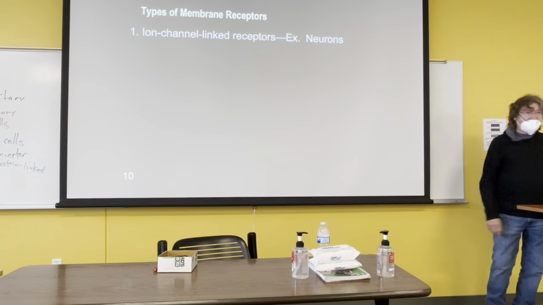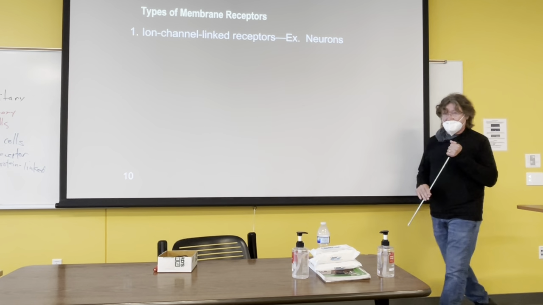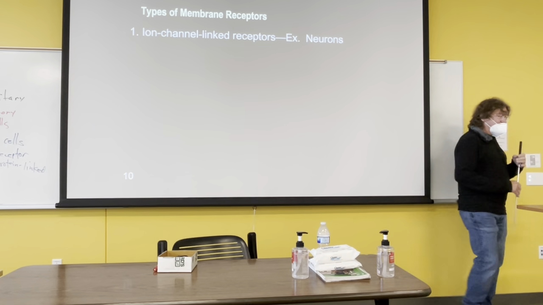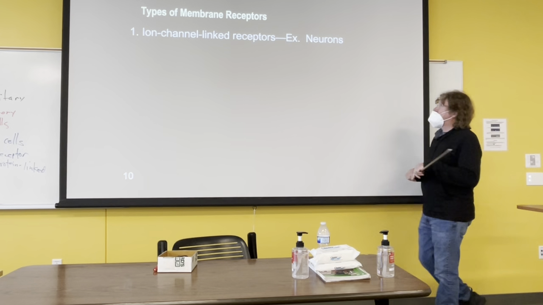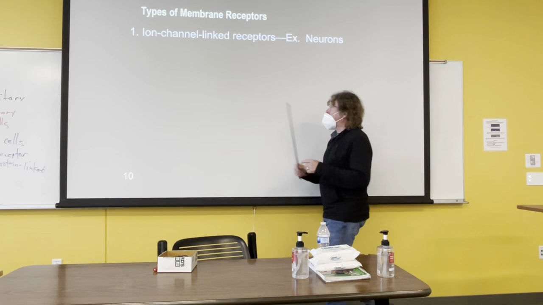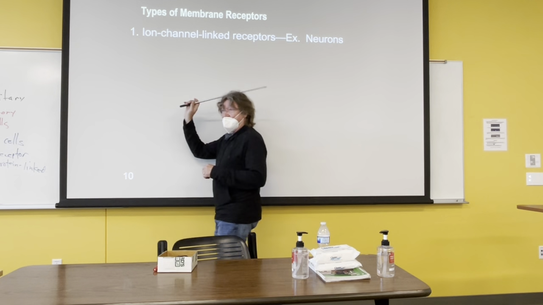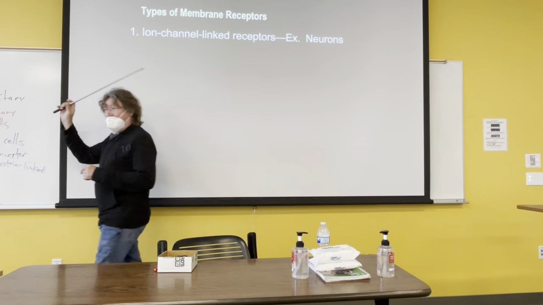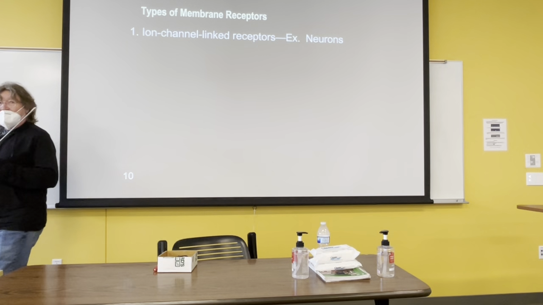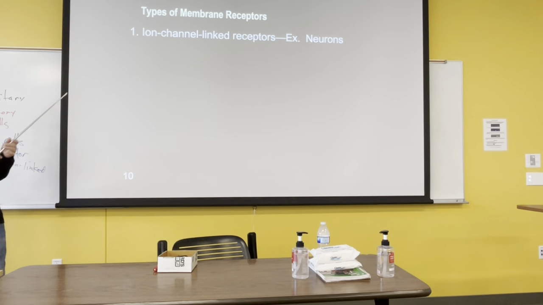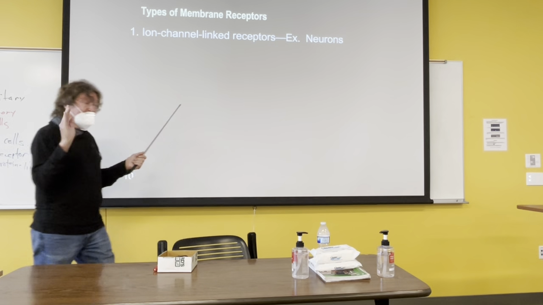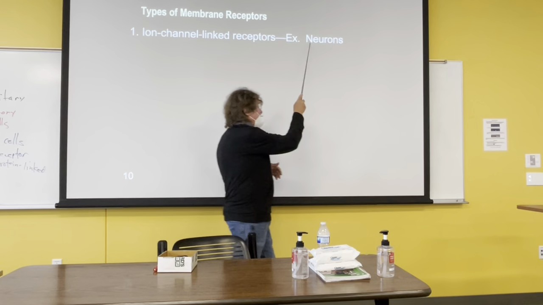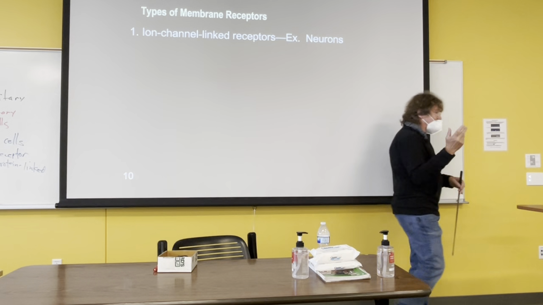Okay, so now talking about the types of receptors. Ion channel receptors, ion channel linked receptors. These are like what are in neurons. I'm not going to talk much about them here in this particular lecture. So what these are is that the hormone binds to a receptor that is associated with an ion channel and opens or closes the gate.